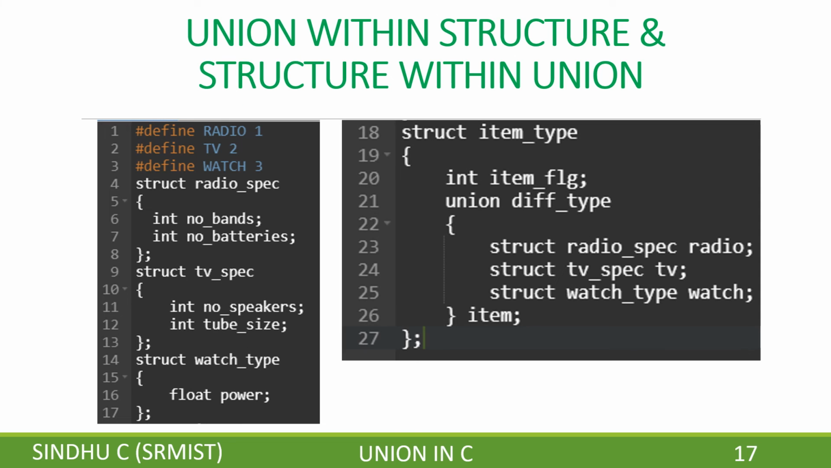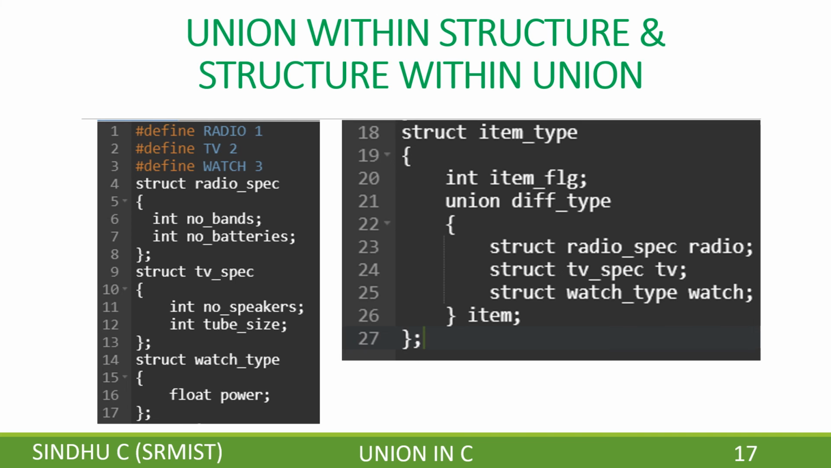Now, we can use union within structure and structure within union. So here is a small snippet. #define radio 1, #define TV 2, #define watch 3. Now you have a structure. It's radio specification with number of bands and number of batteries. TV specification with number of speakers and tube size. Watch type with power.